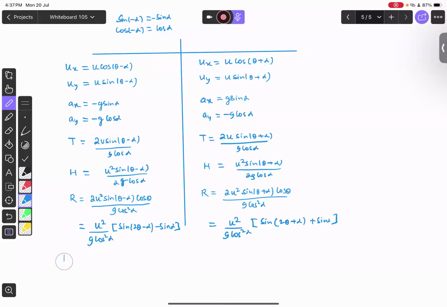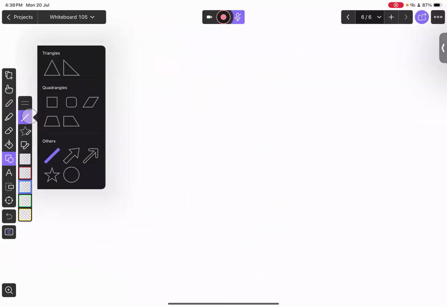In this case, R max is equal to u square by g into 1 plus sine alpha, for angle pi by 4 plus alpha by 2. In this case, R max will be equal to u square by g into 1 minus sine alpha, for angle pi by 4 minus alpha by 2. The results we can replicate, but we should know how to derive it also.